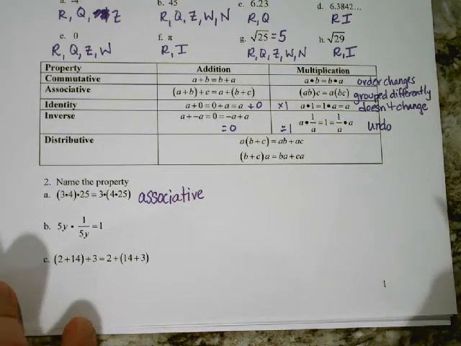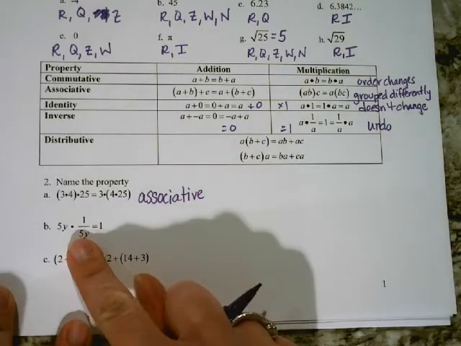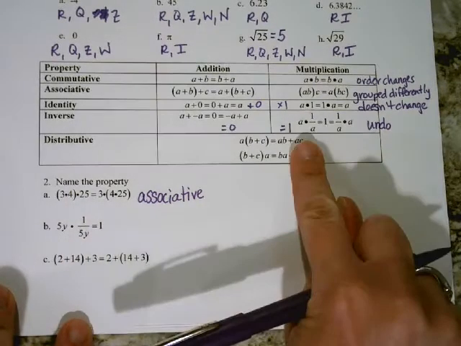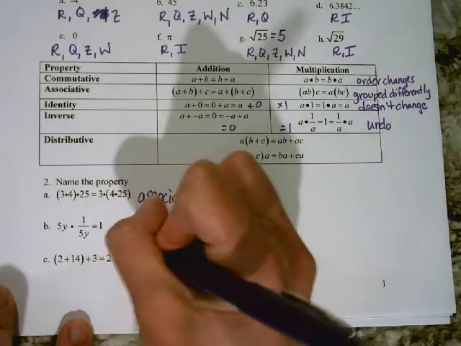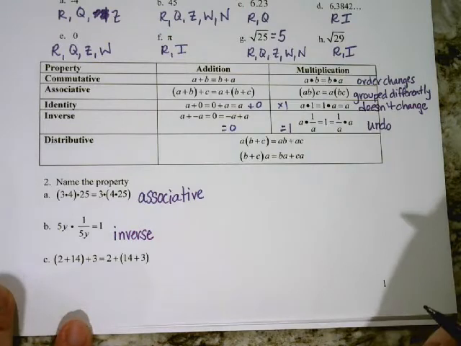Letter B, 5y times 1 over 5y equals 1. I'm undoing it so that I equal 1, so this guy is an inverse. And technically, it's a multiplicative inverse, but like I said, I'm a happy lady if you can identify it as an inverse.